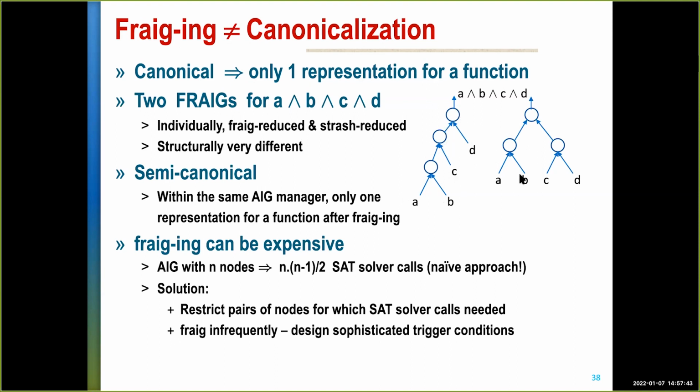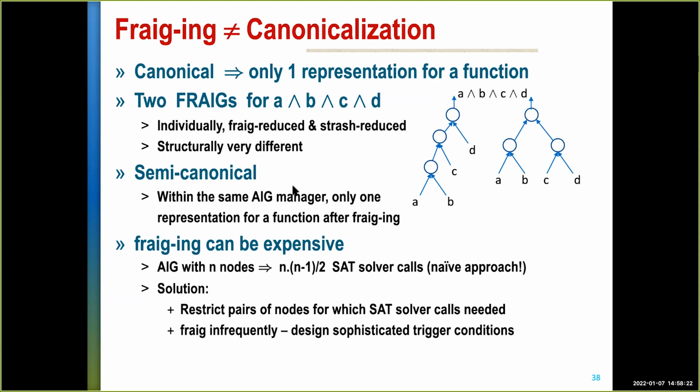For example, if I take these two AIGs, each of these AIGs is FRAG reduced. You can't reduce this AIG further by fragging. There are no two nodes here which are equivalent. You can't reduce this AIG further by fragging either. There are no two nodes which are equivalent. So this is a FRAG reduced and strash reduced AIG. This is also a FRAG reduced and strash reduced AIG. They represent the same function, but they don't look the same. So doing a FRAG reduction does not mean that you're canonicalizing, that you're getting a unique representation for the function. However, AIGs are what are called semi-canonical. And what does this mean?